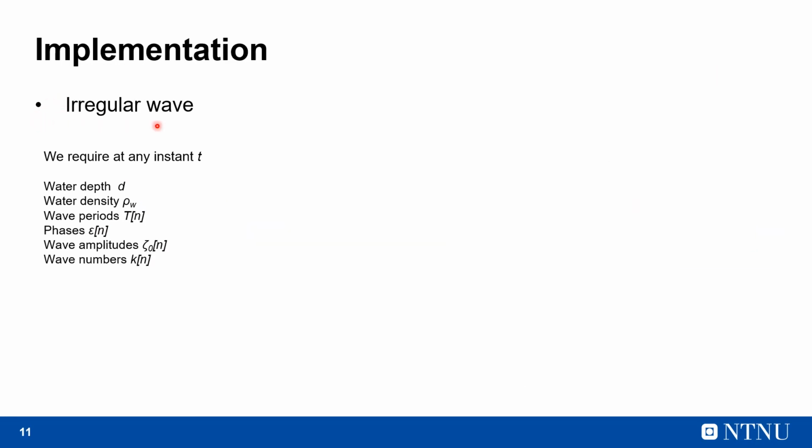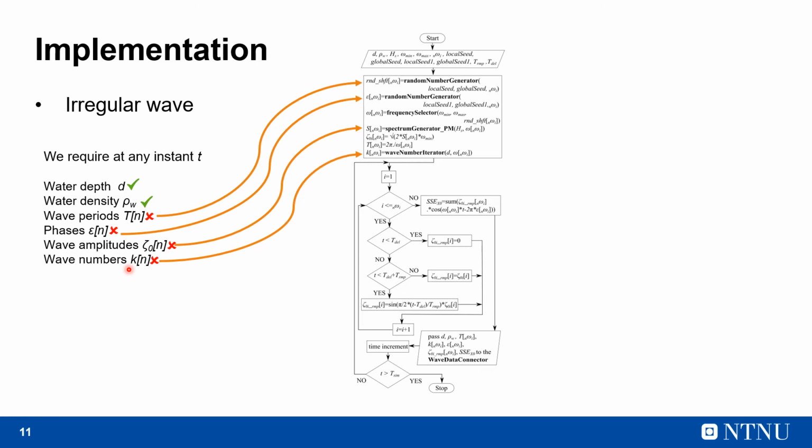Looking at the irregular wave, we see that in addition to the water depth and the water density, which are specified, we need to determine the wave periods of the component regular waves and the corresponding phases, amplitudes, and wave numbers. To effect this, we make use of two random number generator functions, one set of random numbers to help us in selecting the representative frequencies within the defined frequency intervals, and the other set of random numbers to specify the phase of the representative waves.